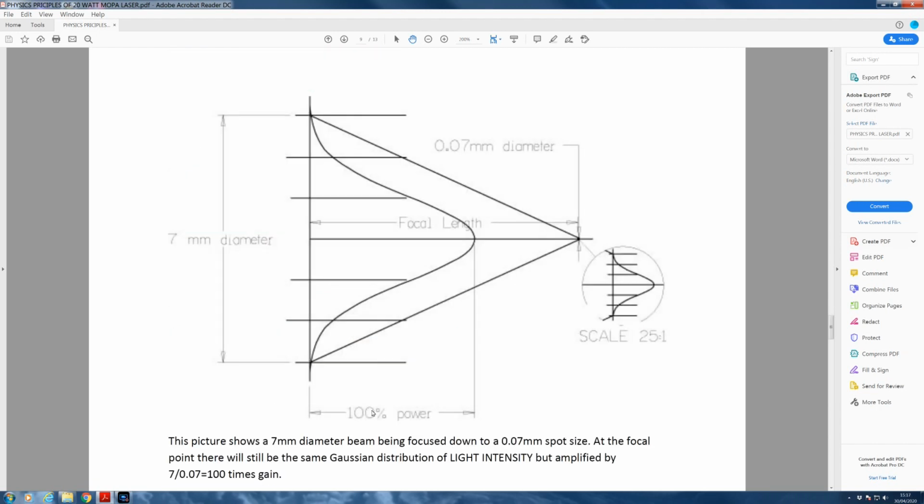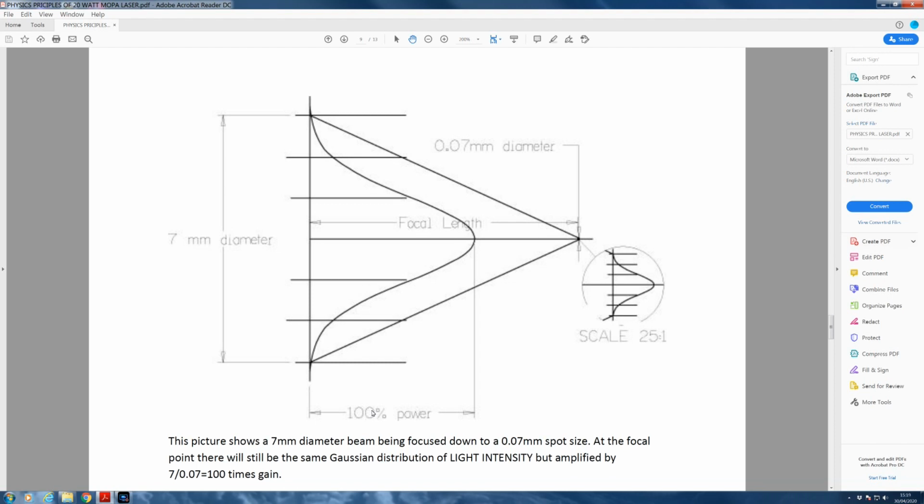So let's come back to our 7 millimeter diameter beam, and we know that it's roughly 7 millimeters diameter because when we measured it at the beginning of this video, we clearly saw that we had power at roughly plus or minus 2 millimeters from center. And where's plus or minus 2 millimeters from center? It's that point where we've got maximum intensity. We've got very little power beyond plus or minus 2 millimeters if you look at this graph here.